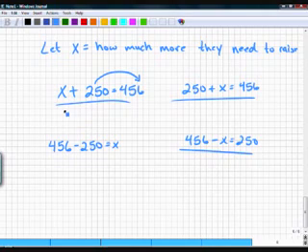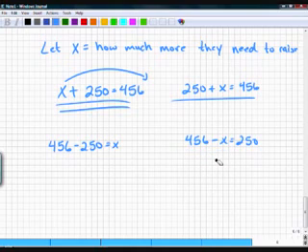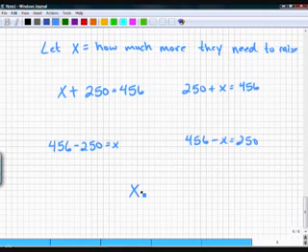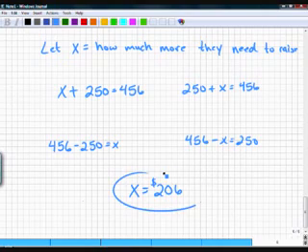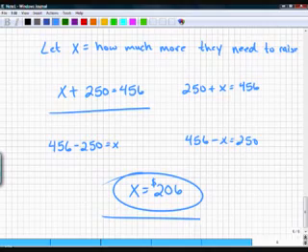Why are this one and this one the same? The x has been moved over. If you moved the x over here, positive x becomes negative x. Do you see it? Then it's the same thing as 456 minus x is 250. That's the reason all four of these are the same, but regardless of which one you use, solve any of them, x equals $206. Any questions? You need the equation and you need the answer.